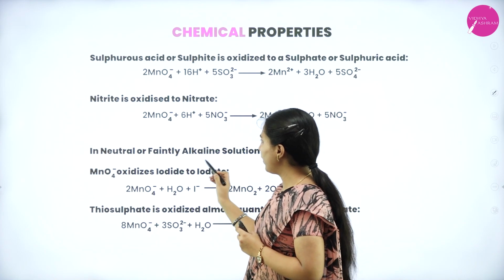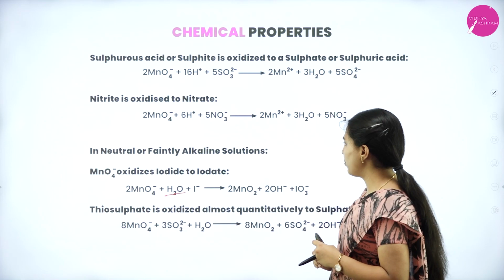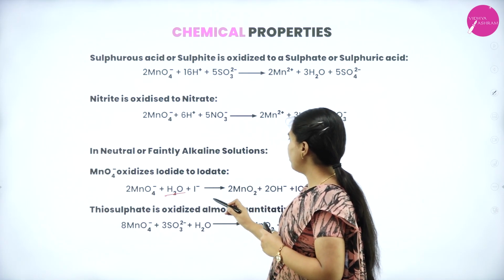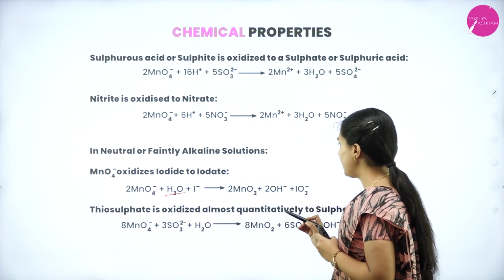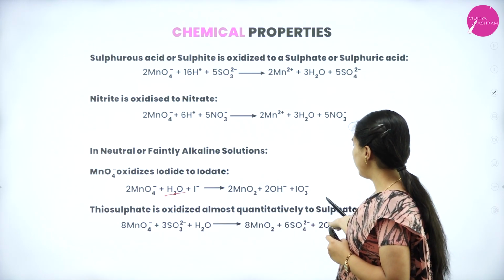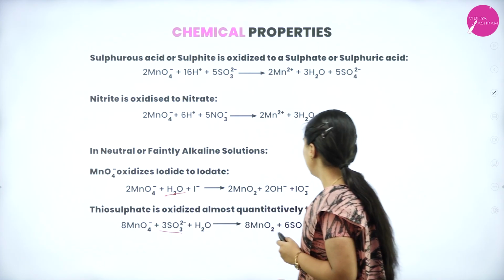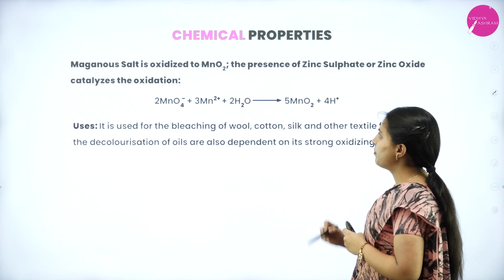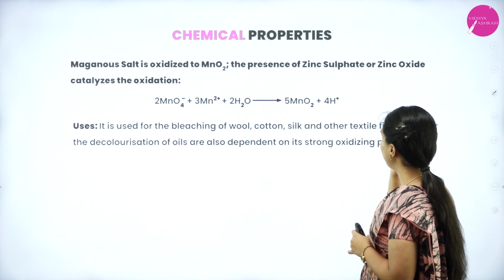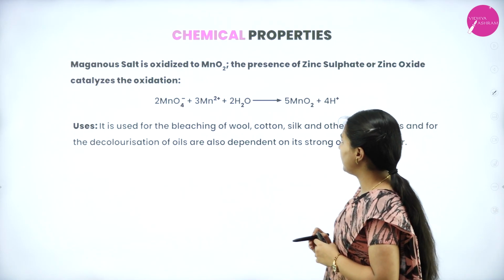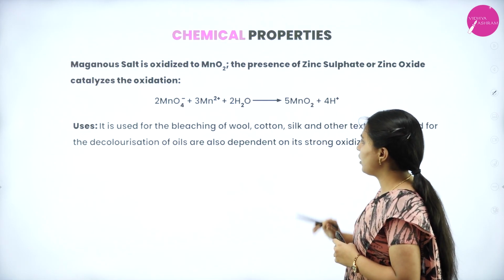Next, in neutral or faintly alkaline solution: iodide to iodate, and thiosulfate is oxidized almost quantitatively to sulfate. Next, manganese salt is oxidized to manganese dioxide in the presence of zinc sulfate or zinc oxide. See here, manganese salts to manganese dioxide.